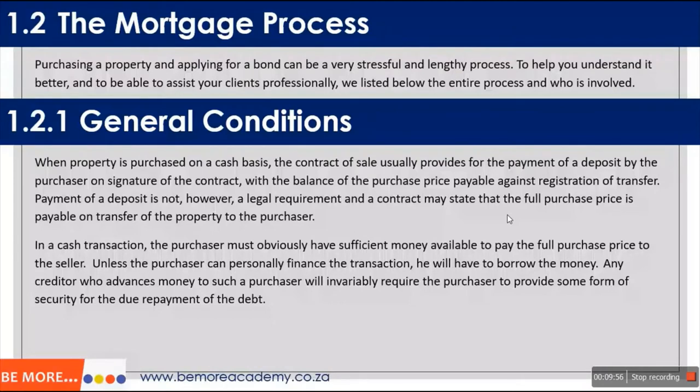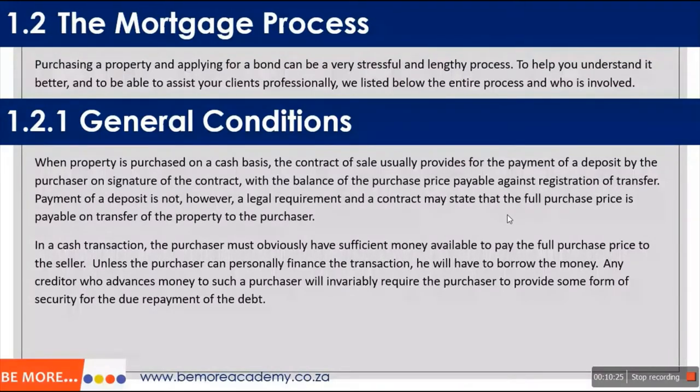When property is purchased on a cash basis, the contract of sale usually provides for the payment of a deposit by the purchaser on signature of the contract, with the balance of the purchase price payable against registration of transfer. Payment of a deposit is not, however, a legal requirement, and a contract may state that the full purchase price is payable on transfer of the property to the purchaser. Now, that is the general conditions.